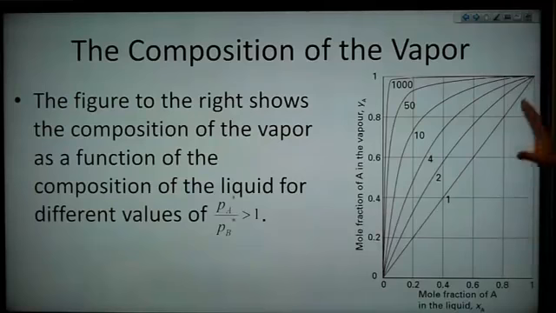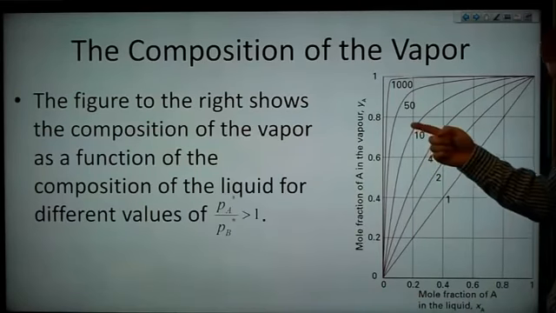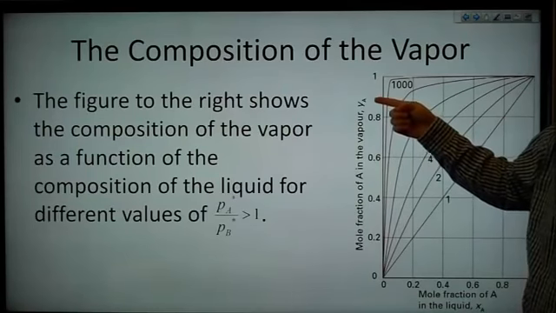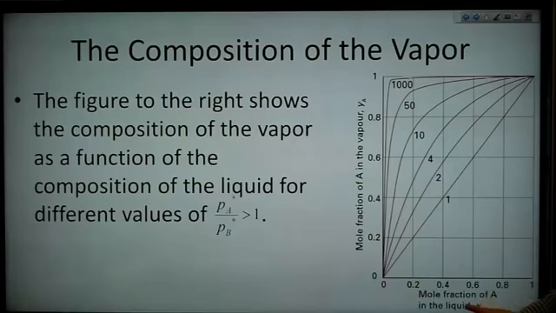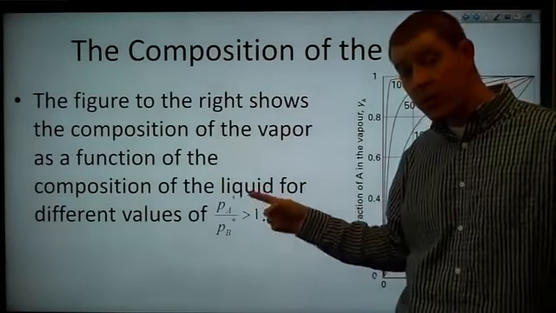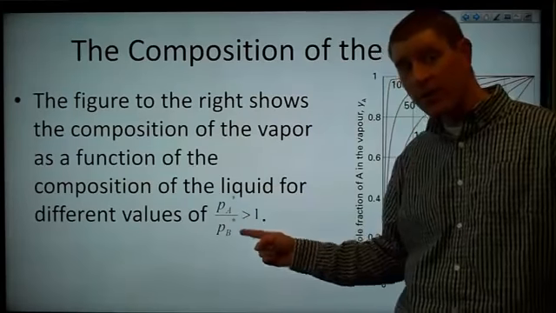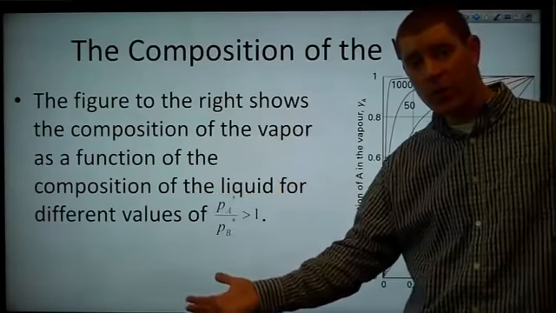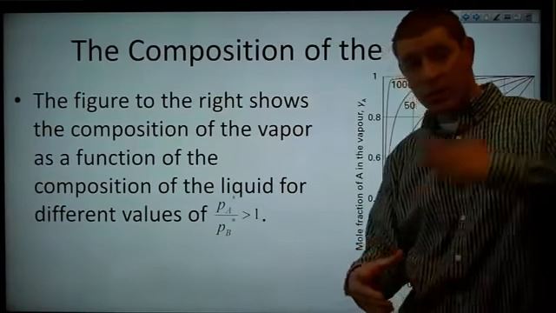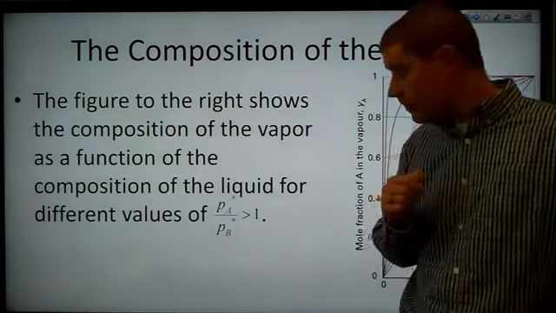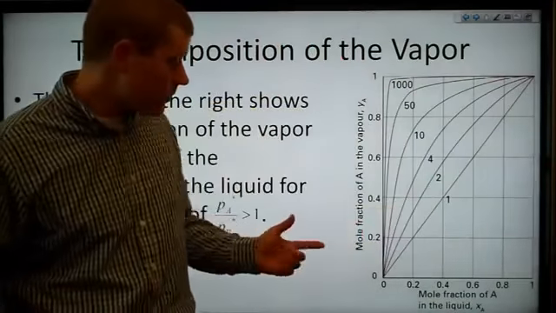So this plot on the right shows the composition of the vapor. Here, this is the mole fraction of A in the vapor phase, so that's YA, as a function of the mole fraction of A in the liquid phase for varying values of the ratio between the vapor pressure of A when it's pure and the vapor pressure of B when it's pure. Note that we're fixing these as greater than 1, so we're saying A is the more volatile component. So if the vapor pressure of B becomes larger than the vapor pressure of A, well then B is the more volatile component, so we switch our labels of A and B. So we're only looking at values for this fraction of greater than 1.